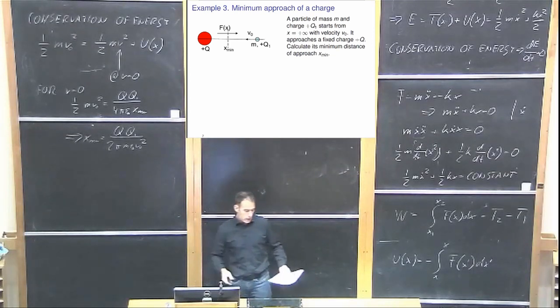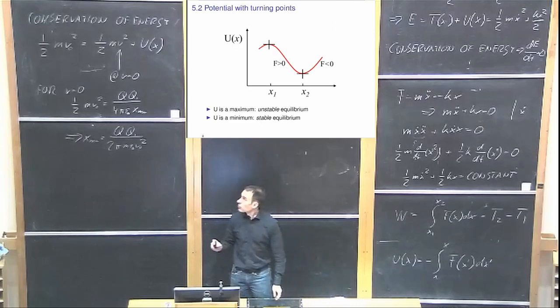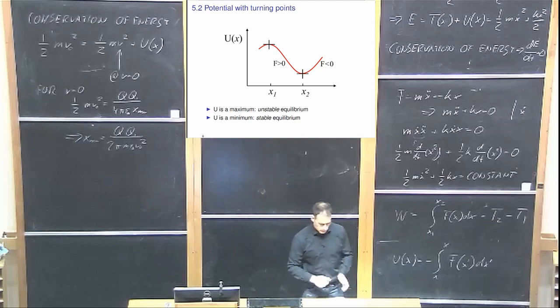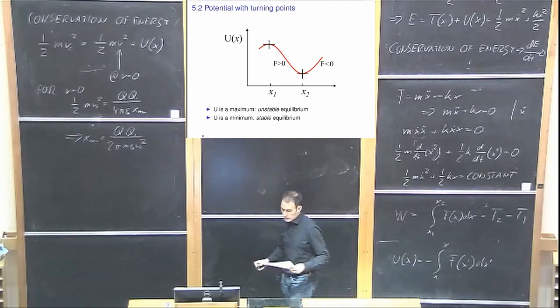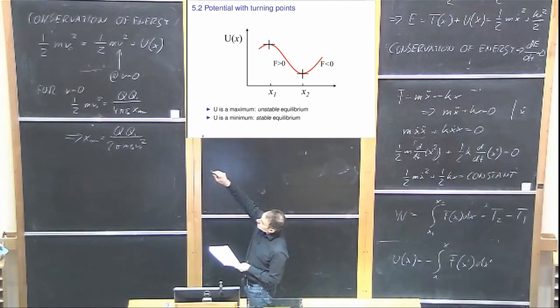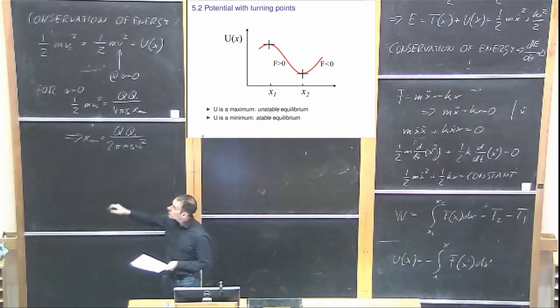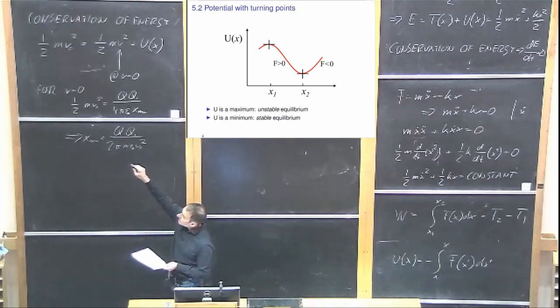Now, with these potentials, there are two kinds of turning points we're looking for. If you plot the potential curve, you often get behavior like this, and you look for extrema. There are two extrema. One is a maximum, and one is a minimum.